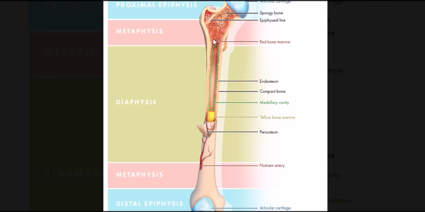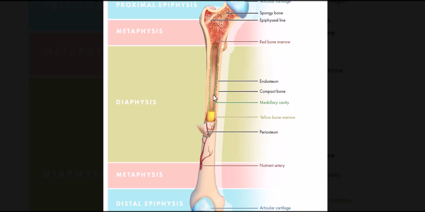Spongy bone is on the inside. There are two flavors of spongy bone. There is the red bone marrow that we see up here. And then in the center of the bone, along the diaphysis, the shaft, there's a hollow space, and that is filled with yellow bone marrow, which is primarily the fat storage that we talked about.